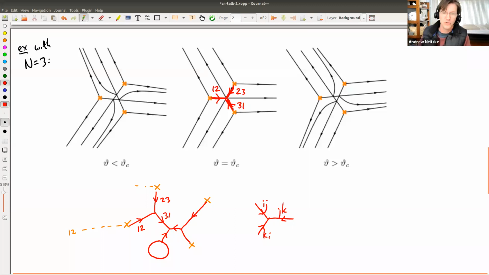So there are many more possible topologies here than there are in the n equals 2 case. And that's part of what makes the thing, depending on your attitude, either interesting or unpleasant: there's this wild proliferation of possible topologies you have to deal with.